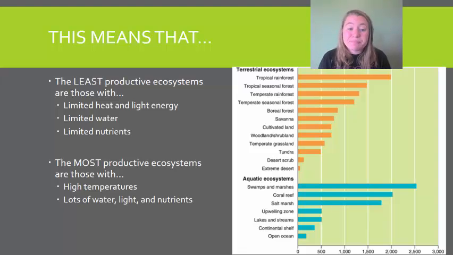And if we think of the places in the world that have these limitations, those are places like the tundra and the desert. If we think of places that are generally warm, have lots of light, lots of water, lots of nutrients, those are things like tropical rainforest or the temperate forest or the tropical seasonal forest. These are places that have a ton of plant growth and a ton of productivity.